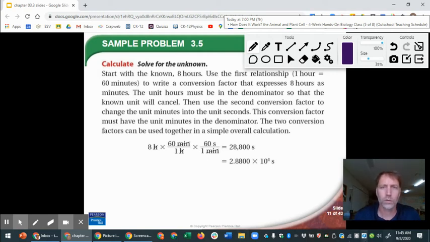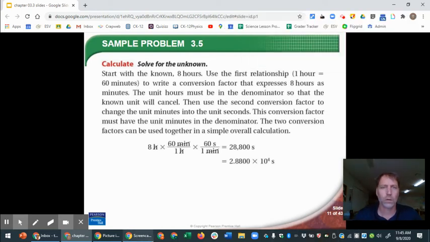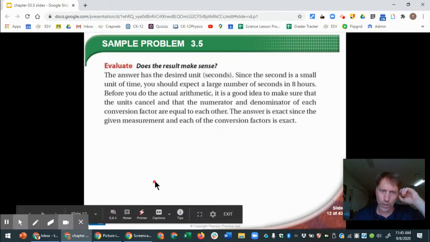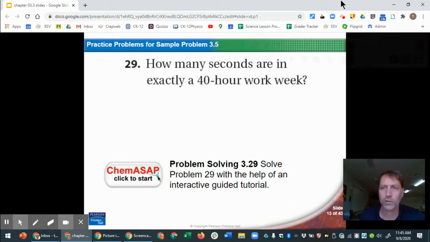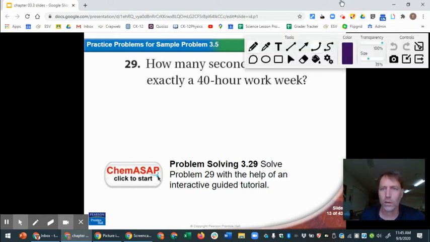Okay, so we'll go to this next one here. Here's another problem we have. How many seconds are in an exact 40-hour work week? We're going to do the same process that we did here. Maybe make our thing a little bit smaller so we can fit it a little easier. Okay. So we write down what we got.